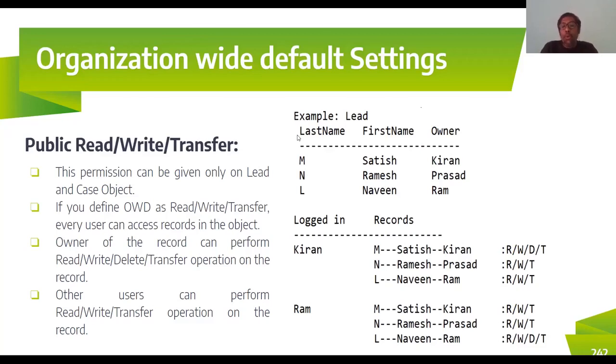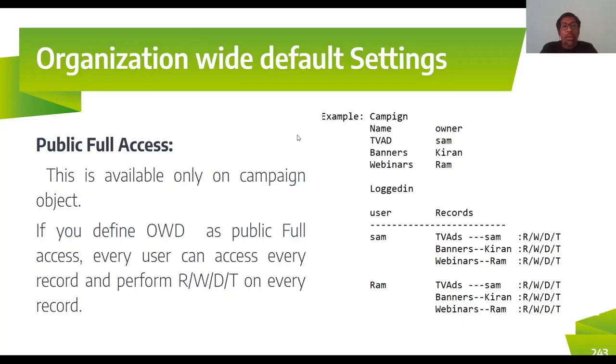Ram can do this on his own record. It's called Naveen, so last name L and first name Naveen. That is the record he owns, so he has full access of read, write, delete, and transfer. Whereas Satish and Ramesh have only read, write, and transfer. Only this much can be done for public read, write, and transfer. Got it?